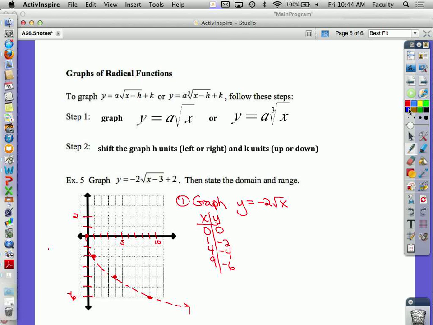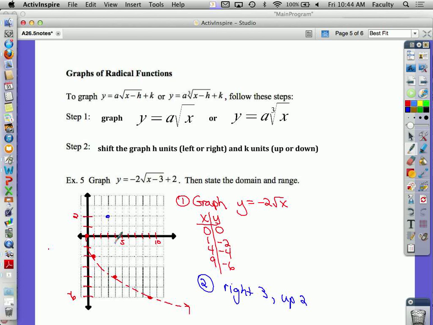Now I'm going to go ahead and just switch colors. Step 2 says you're going to do the shift. Well, looking at it, it's right 3. Remember, it's the opposite of the inside, same as the outside. So it's right 3, up 2. So I'm going to take every single point and move them right 3, up 2.